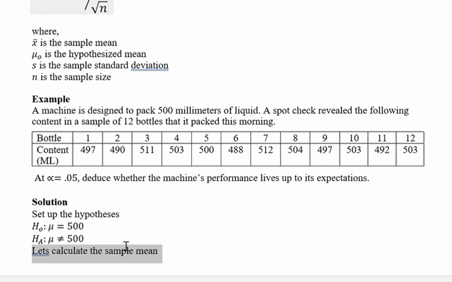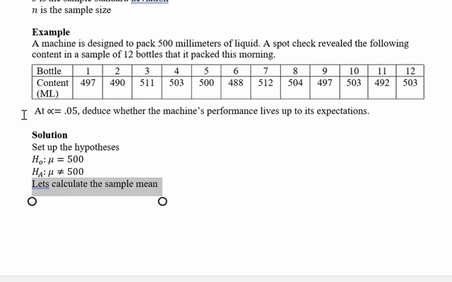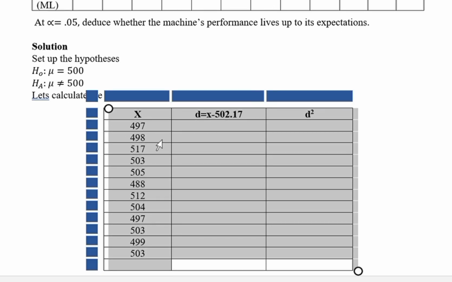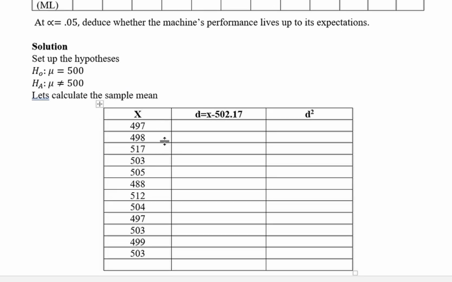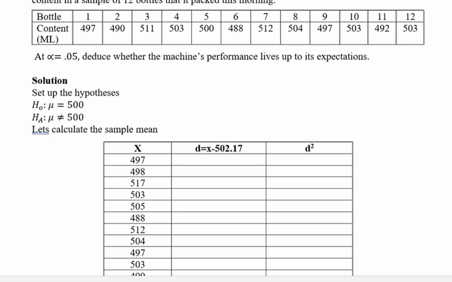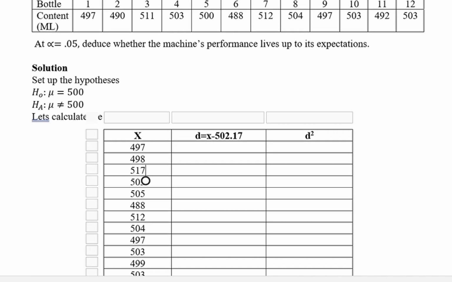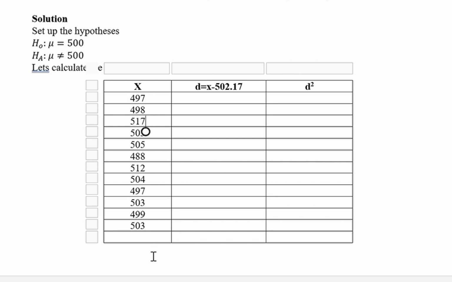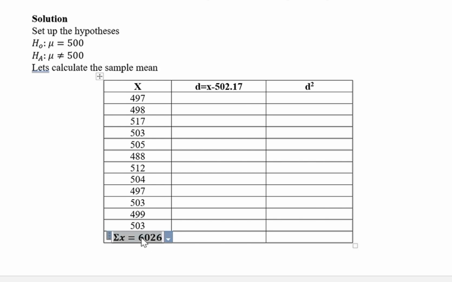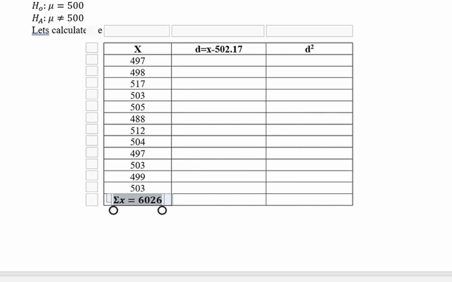Now we need to calculate the mean for the sample and the standard deviation. That's why we have these columns here, this table. The X column represents the content for the 12 bottles for the sample. So we listed them column-wise, and when we have listed all of them, we need the total, the sum of this column X, and if you calculate well, you get 6026, and that will be used to calculate the mean.